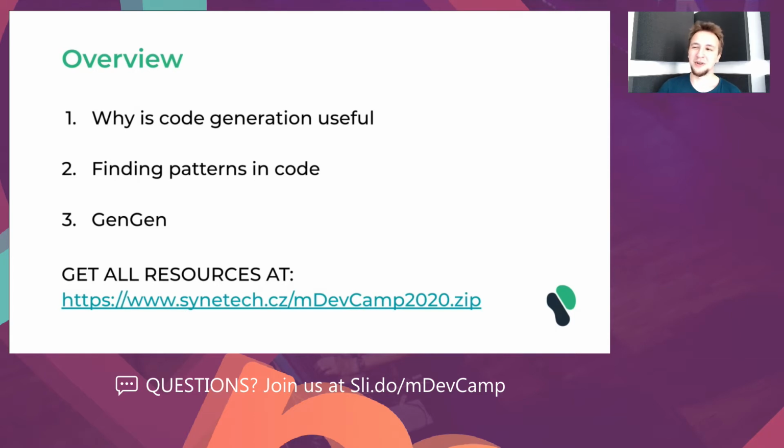Then we are going to look at how we can approach finding patterns in code. As I will highlight in this section, finding or not finding patterns in code may be just a mindset issue. And finally, in section 3, I would like to introduce you to our open source tool called GenGen, which was designed specifically to tackle some of the problems that we faced as we were thinking about how we can generate more code in our project.